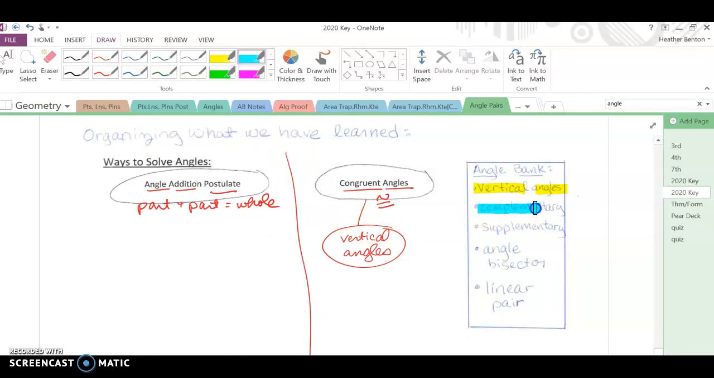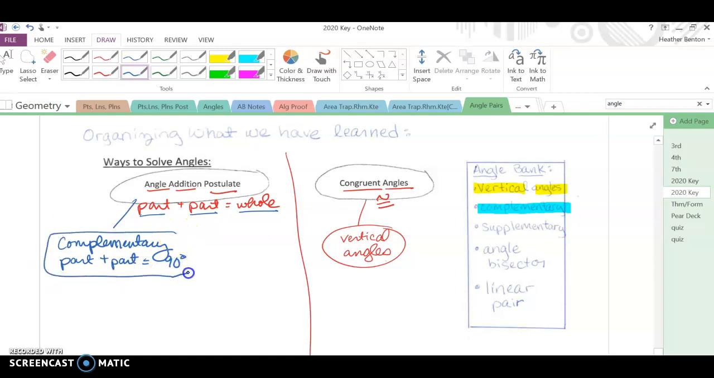The second one is complementary. Now, you might remember with me from the beginning of the lesson that complementary angles are two angles that add up to 90 degrees. So I'm thinking of an angle and another angle that adds to a whole. The whole just happens to be 90 degrees. So I'm going to add complementary angles over here because it's part plus part equals 90 degrees, basically. All right. So we did that one.